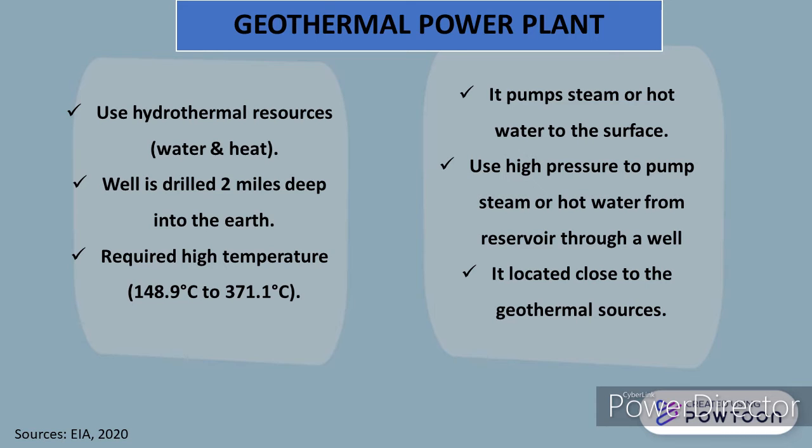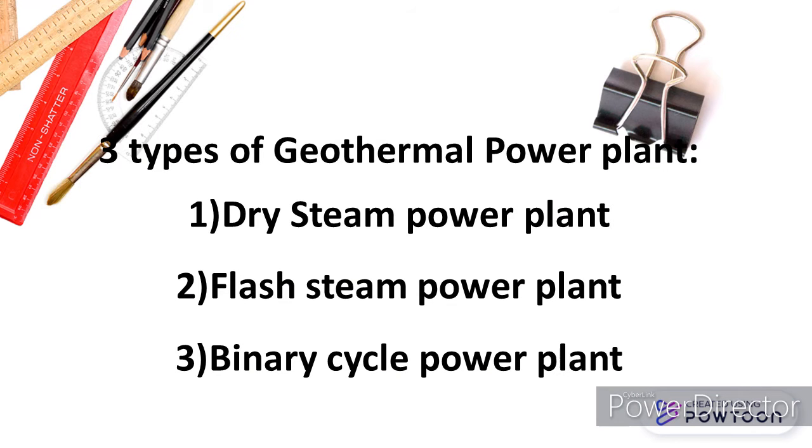People use these resources by drilling wells into the earth and then piping the steam or hot water to the surface. The hot water or steam powers a turbine that generates electricity. Some geothermal wells are as much as 2 miles deep. There are 3 types of geothermal power plants. They include dry steam, flash steam, and binary cycle power plants.